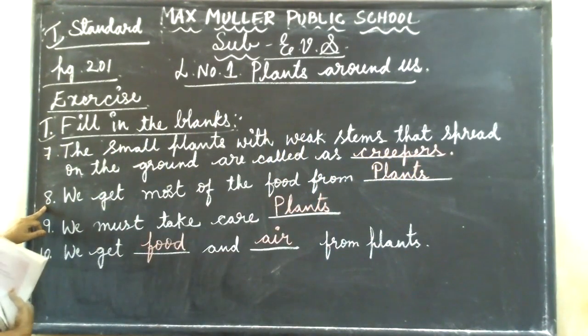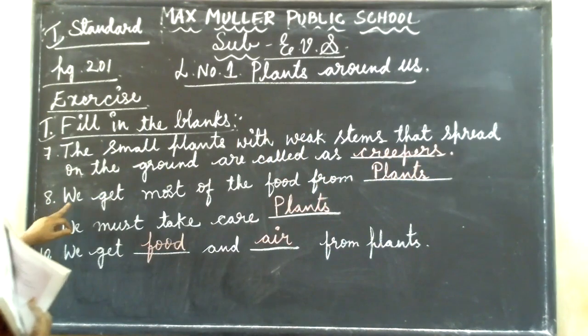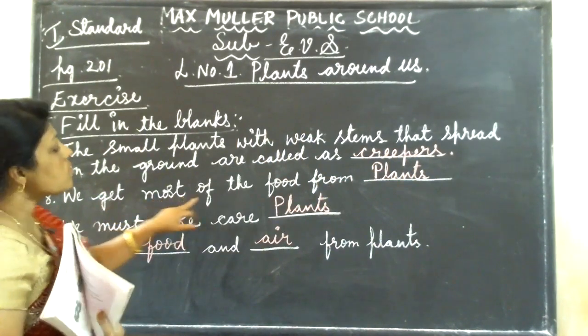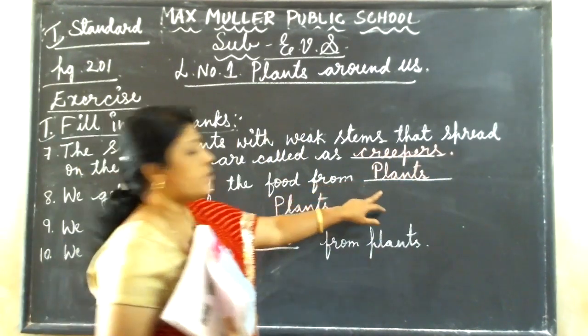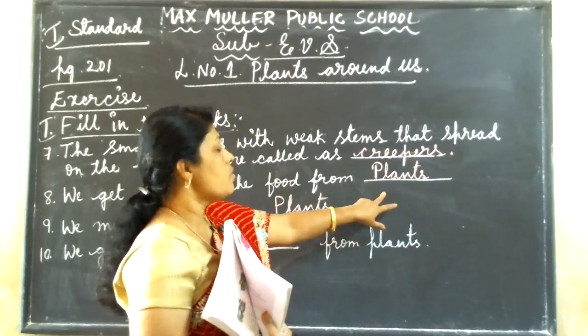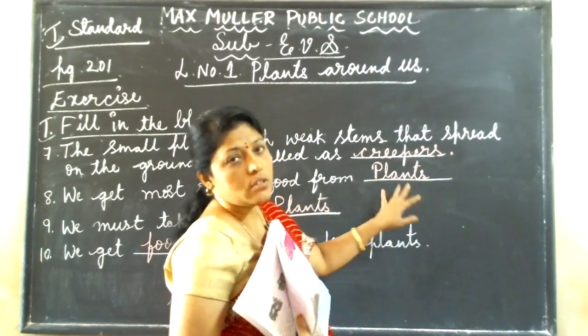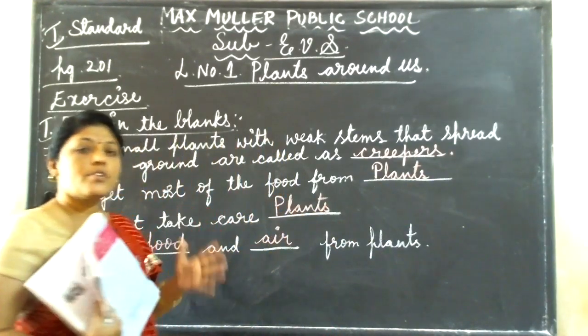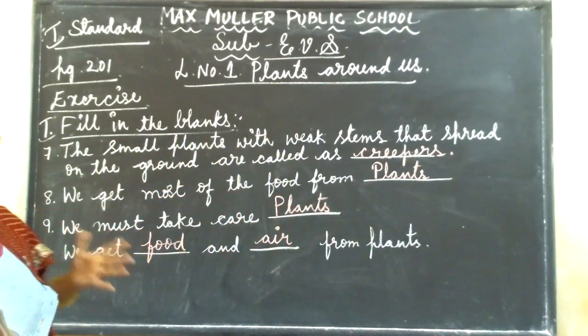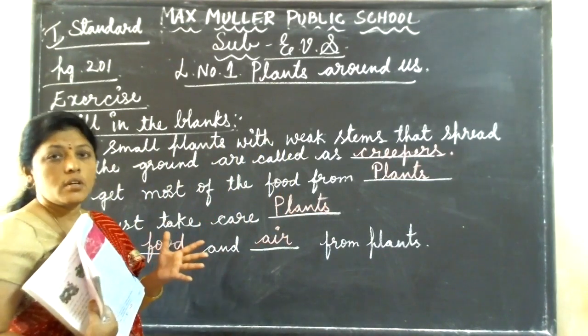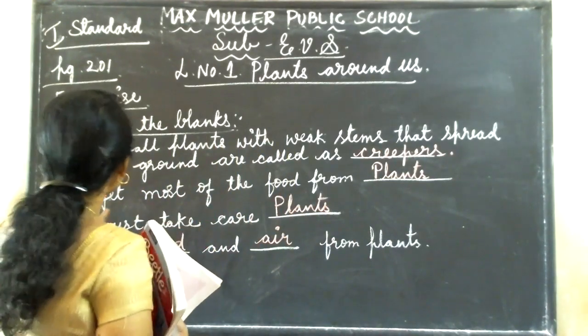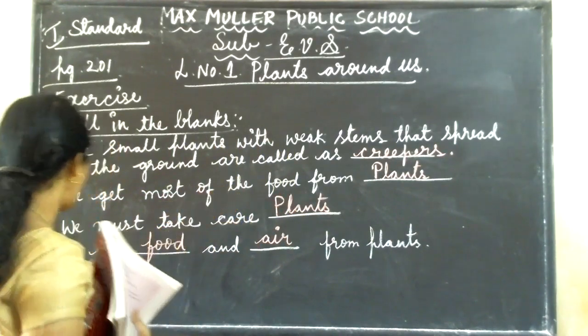Then come to the 8th one. We get most of the food from plants. Where do we get most of the food? From plants only. P-L-A-N-T-S, plants. We get cereals, pulses, vegetables, fruits, then leaves, isn't it? So all we get from plants only.